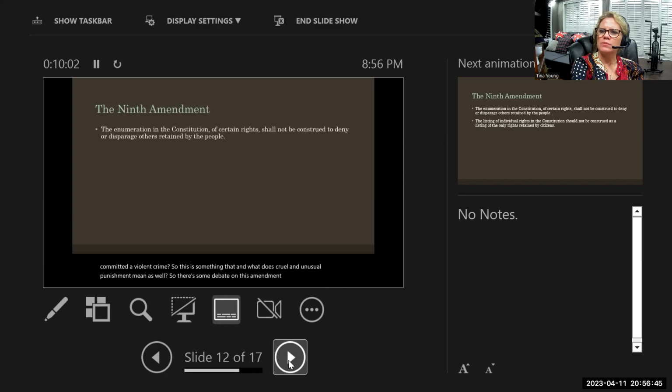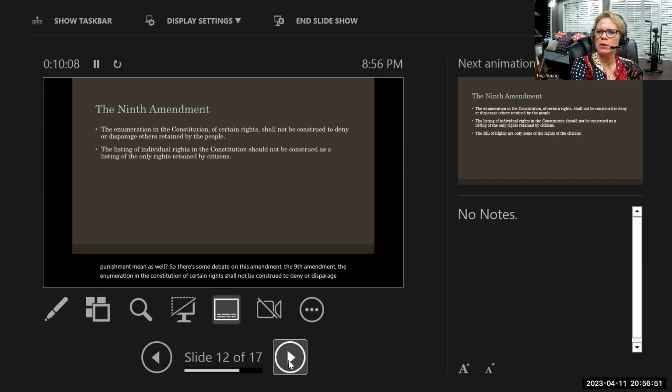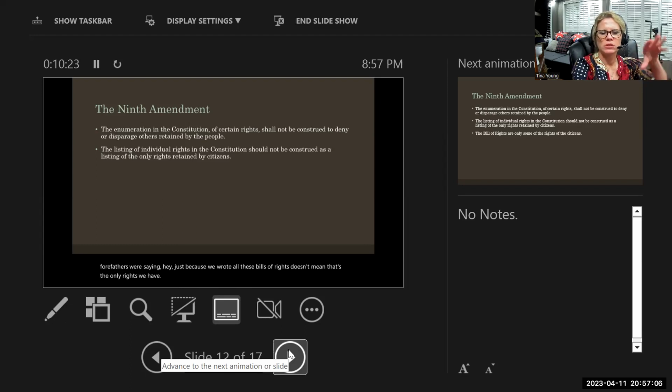The Ninth Amendment: the enumeration in the Constitution of certain rights shall not be construed to deny or disparage others retained by the people. The listing of individual rights in the Constitution should not be construed as the listing of the only rights retained by citizens. In other words, our founding forefathers were saying, hey, just because we wrote all these bills of rights doesn't mean that's the only rights we have. We have more.